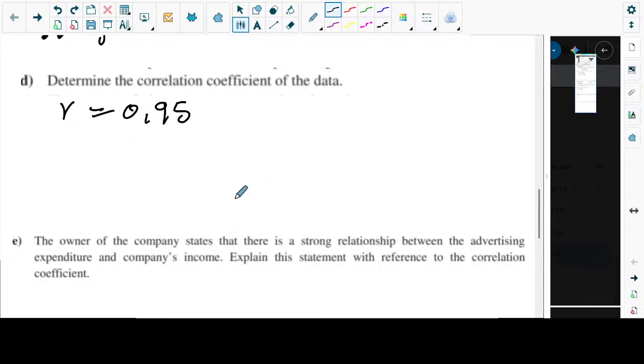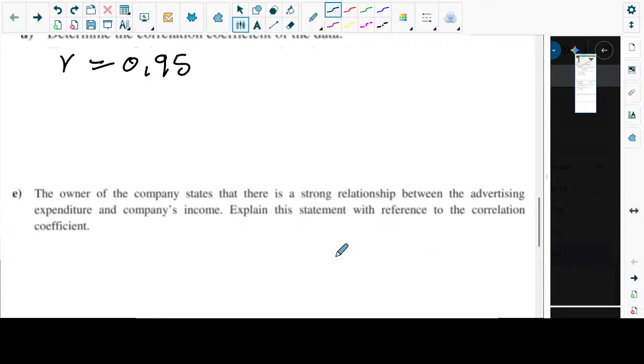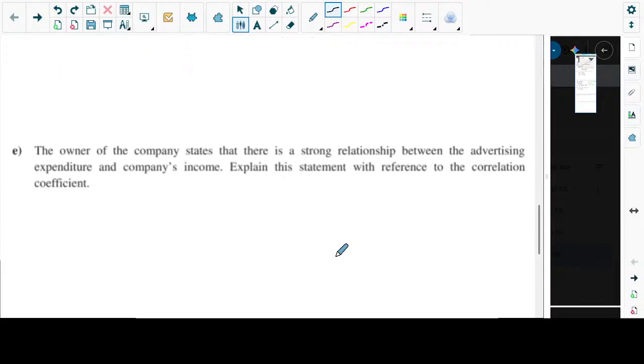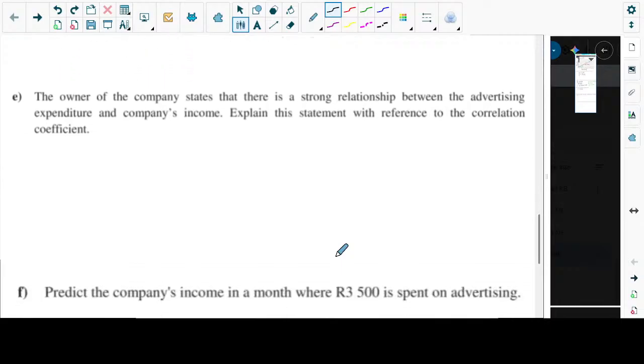Okay. So then, can you comment on whether it is strong? Is it weak? Is it positive? That's the next question. Now we're going to put all the remaining questions together. You can just finish it because we have another class now. We have number E: the owner of the company states that there is a strong relationship between the advertisement expenditure and company's income. Explain this with reference to the correlation coefficient.